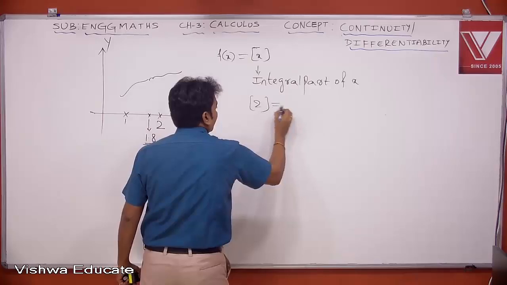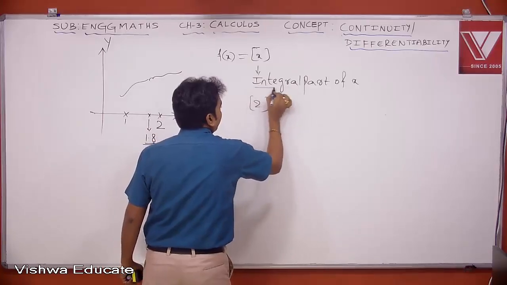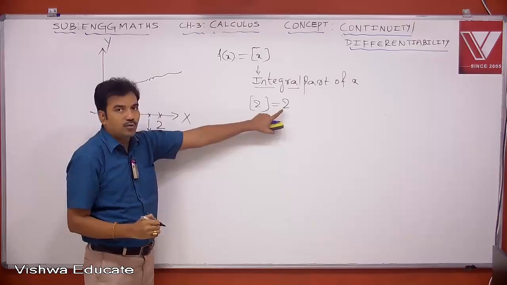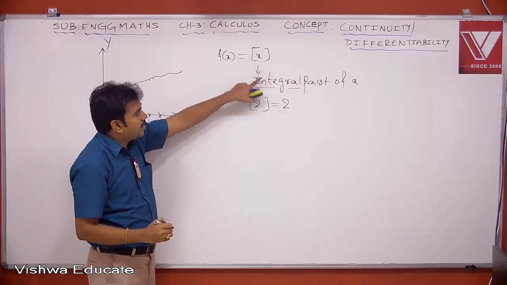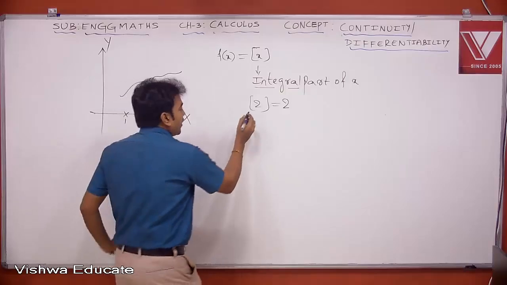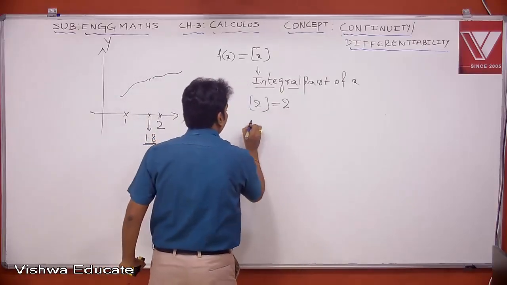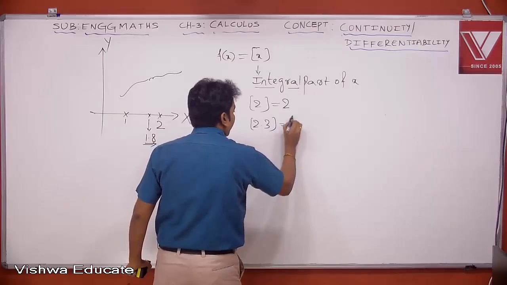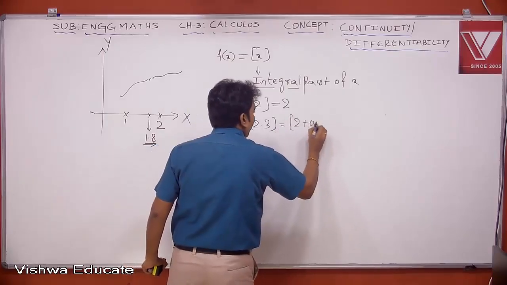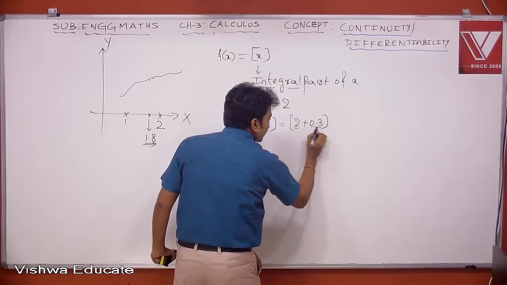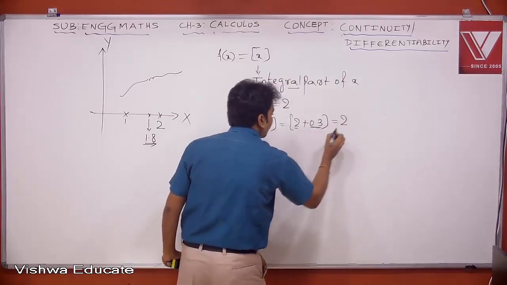Suppose integral part of 2, this is 2. I am saying integral part. So 2 is an integer value, that's why square bracket of 2 is 2. Basically this is read as integral part of x. X can be any number. So if x is 2, then its integral part is 2. Suppose integral part of 2.3. This 2.3 I can write as square bracket of 2 plus 0.3. Now this is my integer part and this is the decimal part. So its value is 2.